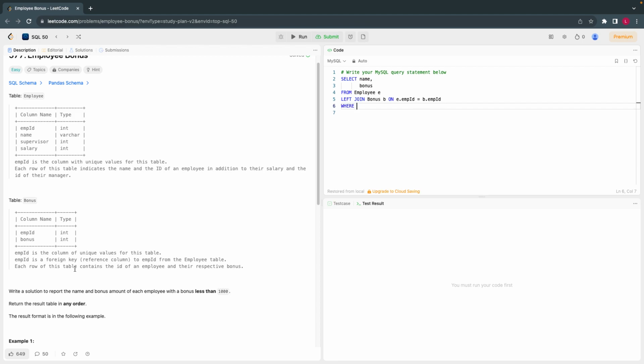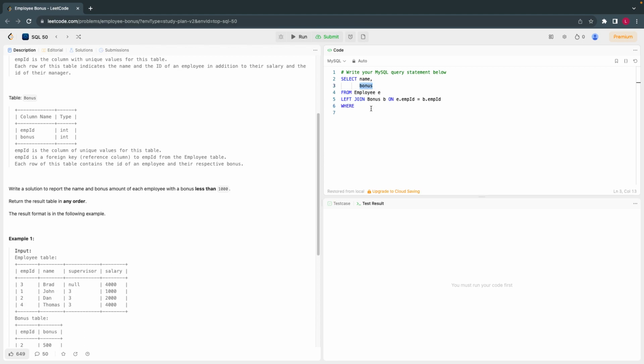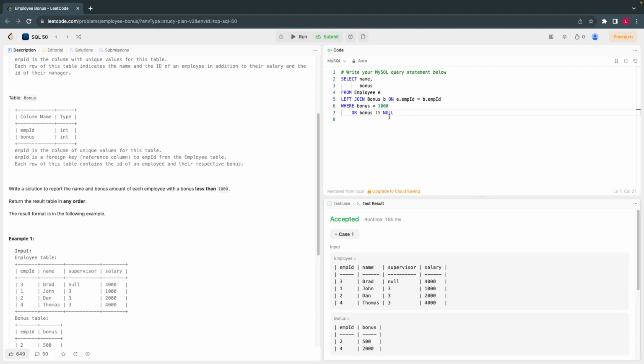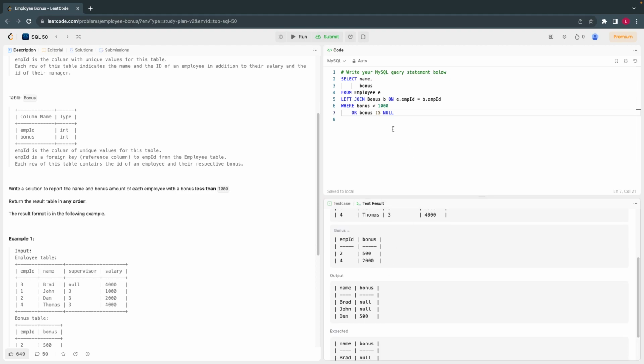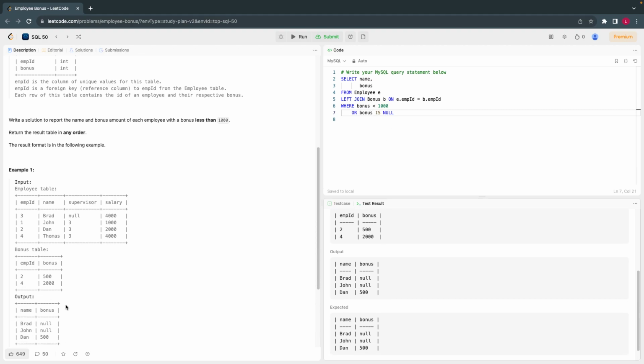where, what exactly do we need? The condition is, bonus should be less than 1000. This is one. We need all the people whose bonus is less than 1000. There can also be scenarios where bonus is null, right? So those who haven't got any bonus become null values. So this is what is asked for, and this is all. It's a very simple problem. If you understand the concept of left join, the bonus less than 1000 and bonus is also null, that is what the output is expecting.